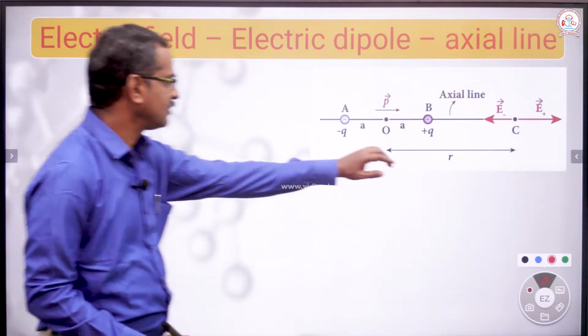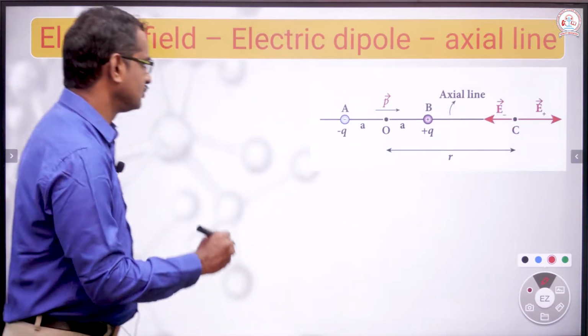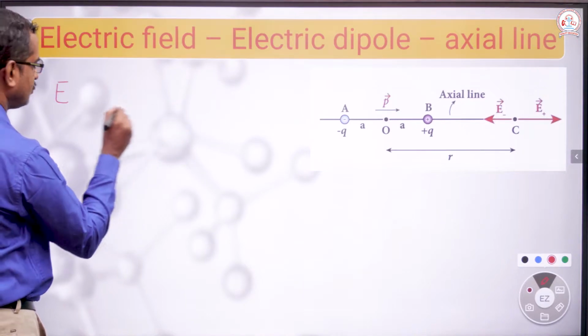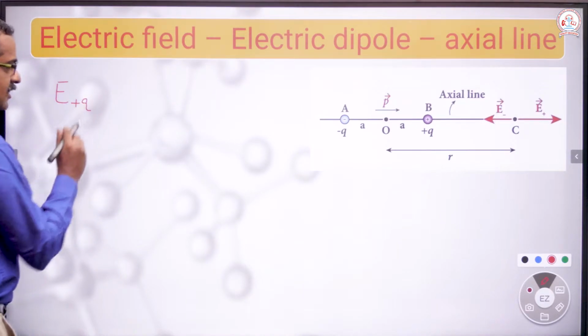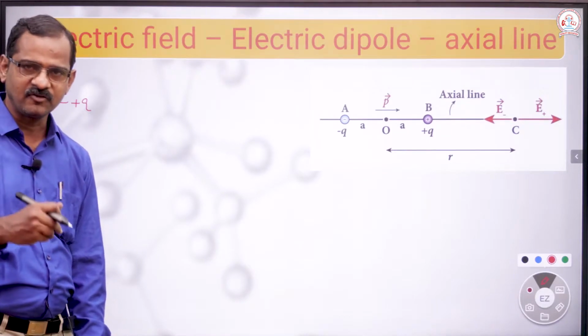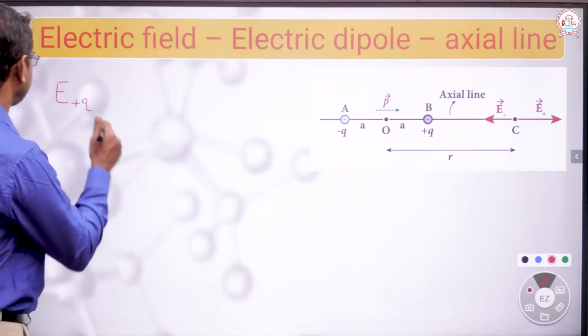Now, the electric field at that point C due to plus q charge. Electric field is a vector quantity, just as force is a vector quantity.